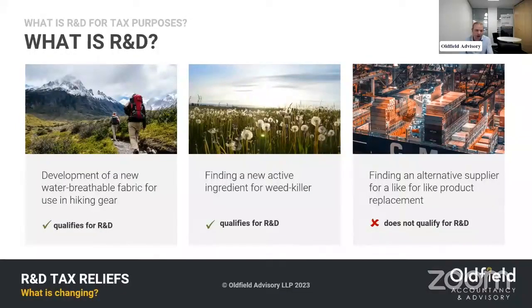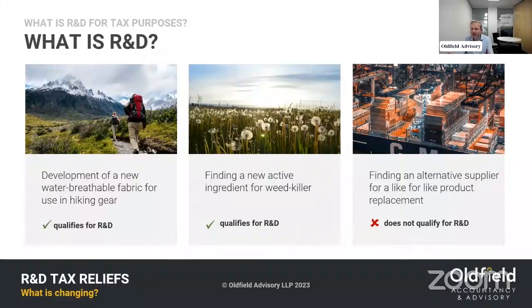Second one here: finding a new active ingredient for a weed killer. The company is developing a formula to find a new active and then incorporate it into a commercial product. Again, they're working on it in a systematic way. It's a project. They're seeking to advance technology because it's a new active that hasn't been created before to kill weeds, and there's uncertainty around that. So it ticks all three boxes. It qualifies for R&D.